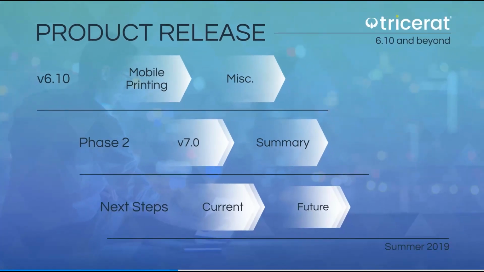So that's version 6.10, and certainly an easy upgrade for any version 6 environment. And doing so brings in that mobile printing functionality and other automation features easily into your existing install.